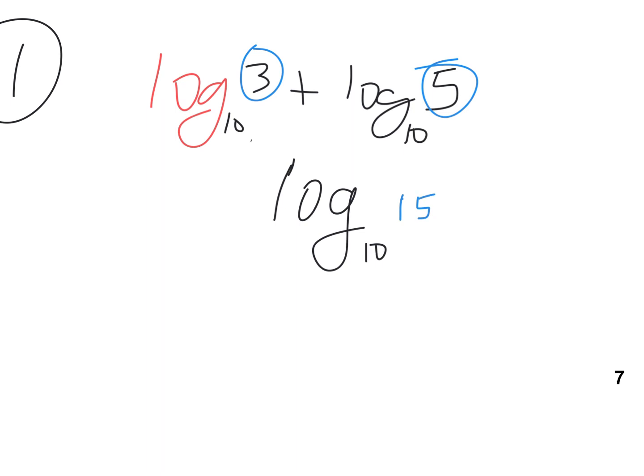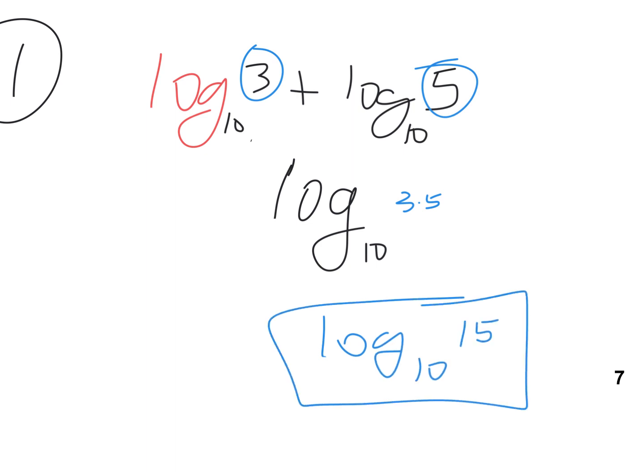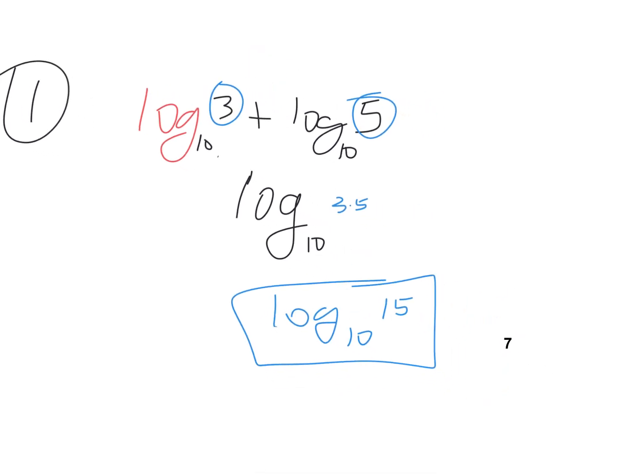If you said 3 times 5 in here, then you'd have to ask, but can I simplify 3 times 5? Because you'd always condense and simplify. So log base 10 of 15. I think that's it. Did anybody else get that? Okay, good. All right. Odds.